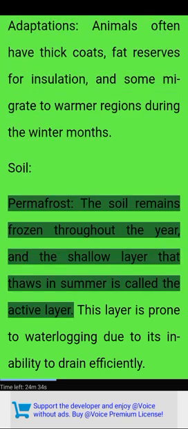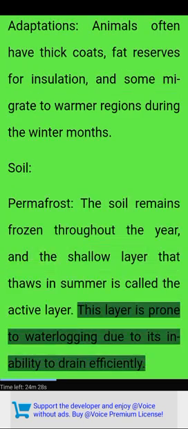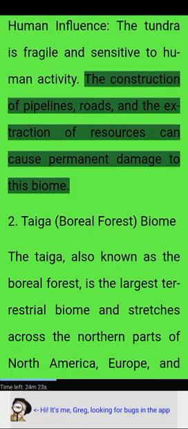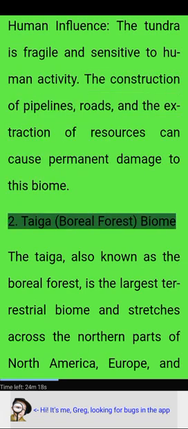Soil. Permafrost. The soil remains frozen throughout the year, and the shallow layer that thaws in summer is called the active layer. This layer is prone to waterlogging due to its inability to drain efficiently. Human influence. The tundra is fragile and sensitive to human activity. The construction of pipelines, roads, and the extraction of resources can cause permanent damage to this biome. 2. Taiga boreal forest biome.